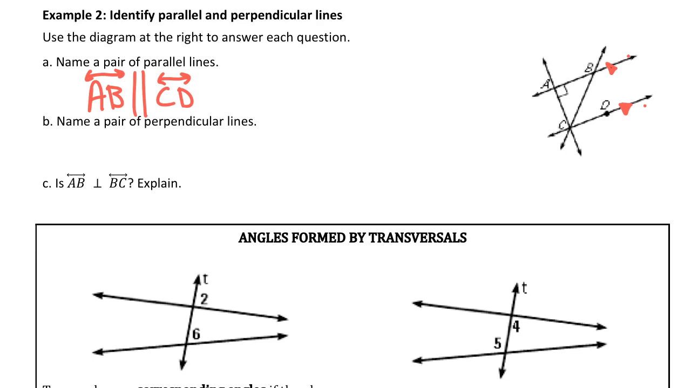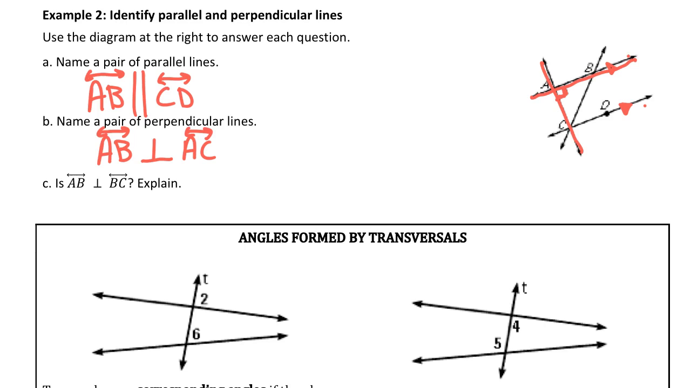And then perpendicular, if we look at this right angle symbol, that's going to be this line right here and this line right here. So the way I would represent that is line AB is perpendicular to line AC. Those are perpendicular to each other. They cross at a right angle, okay?